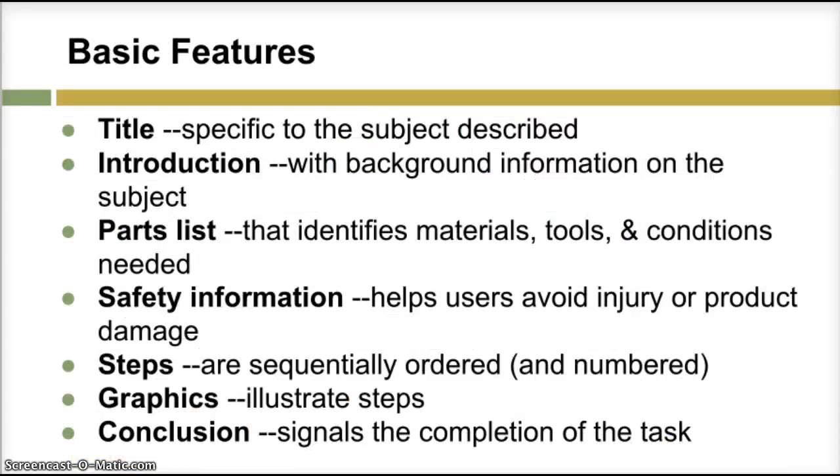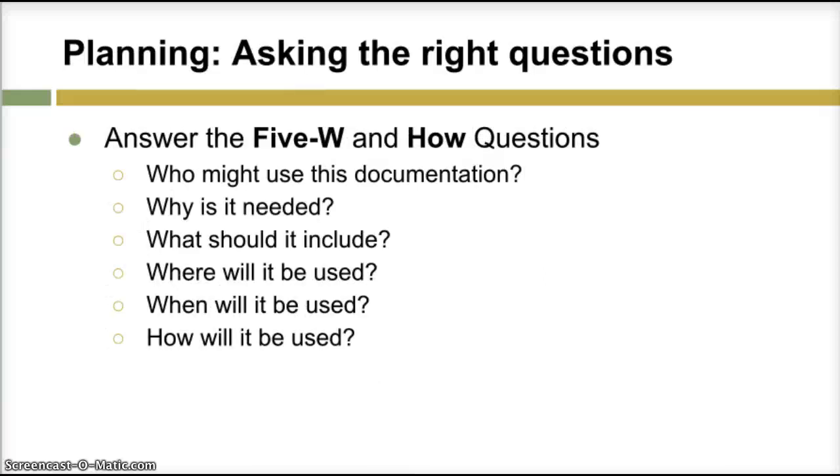The basic features of instructions or specifications include a title, which is specific to the subject described, an introduction with background information on the subject, a parts list that identifies materials, tools, and conditions needed, any safety information which helps users to avoid injury or product damage, steps which are sequentially ordered and numbered, graphics which illustrate the steps, and a conclusion which signals the completion of the task.